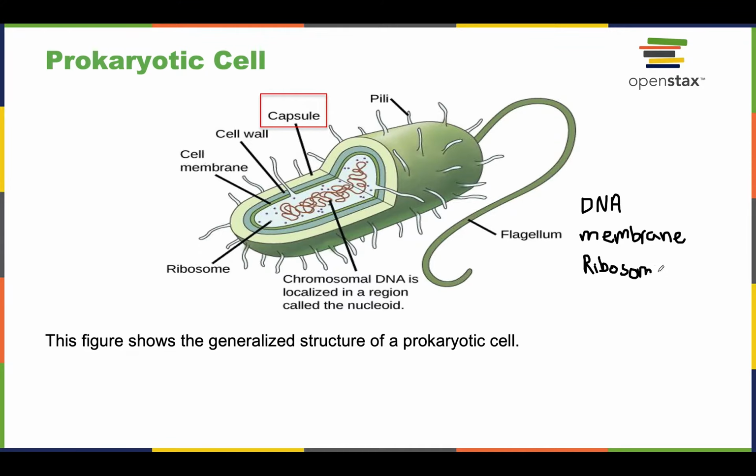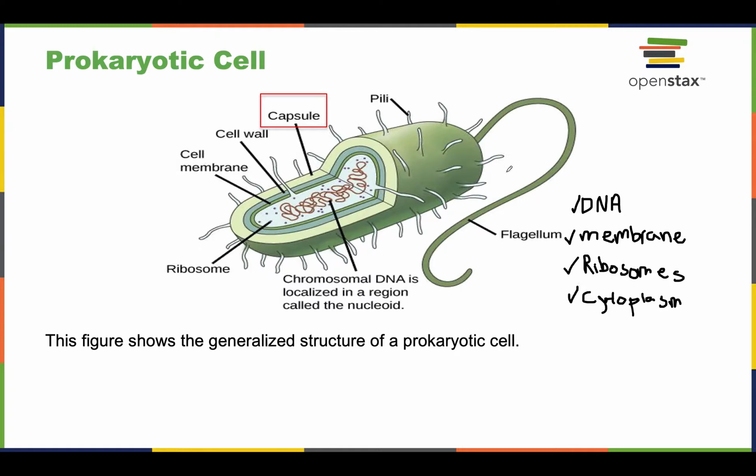And also, all cells have this soup inside of them, which is called cytoplasm. This is just the space inside the cell where all the components are sitting. So all cells, no matter their origin, have DNA, a plasma membrane, ribosomes, and a cytoplasm.